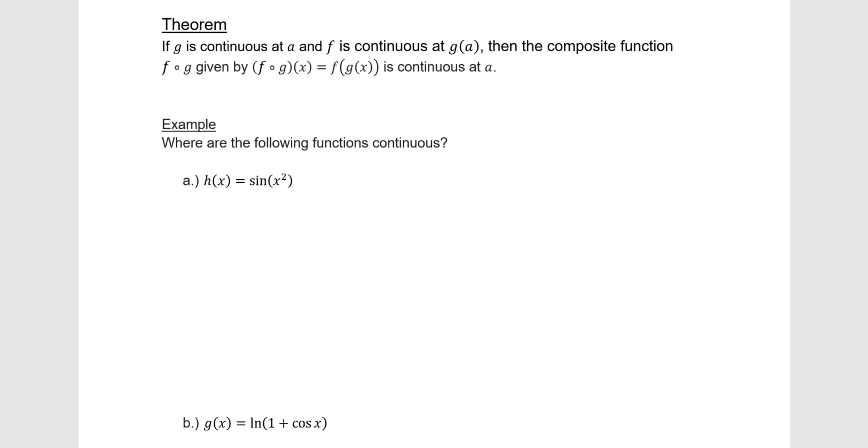Okay, so two more theorems, and then we'll be done. Theorem: if g is continuous at a and f is continuous at g of a, then the composite function f of g, which can be written like this, is also continuous at a. Remember, for composite functions, we can write it either way. They mean the same thing. It's read as f of g of x. So let's see some examples here.